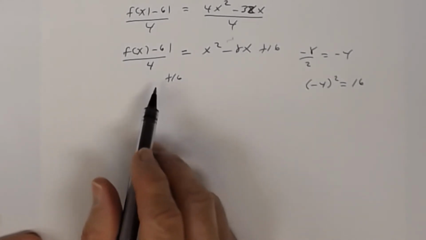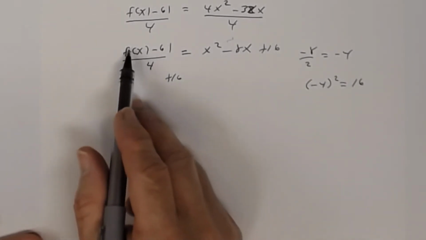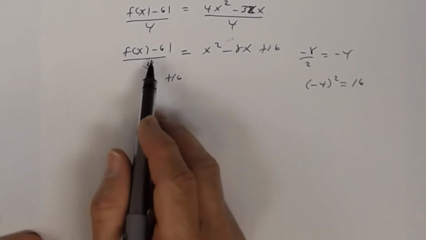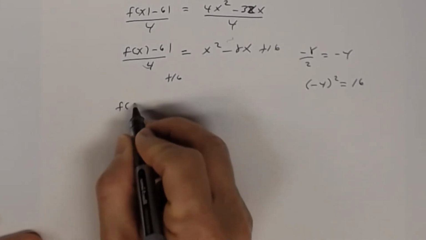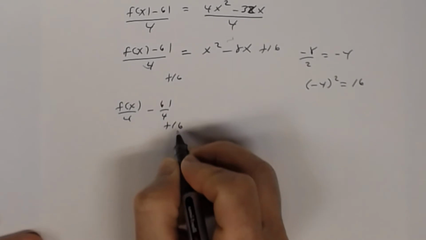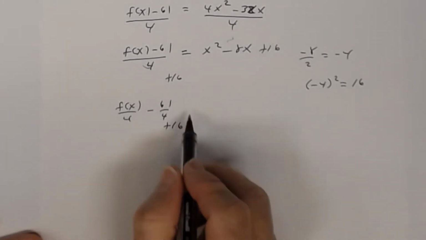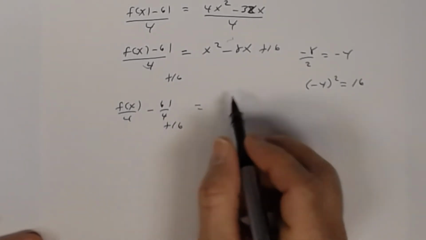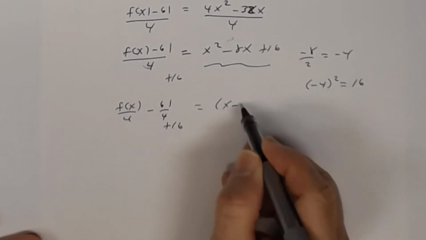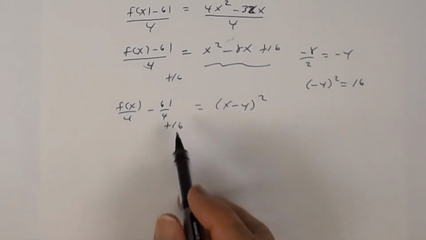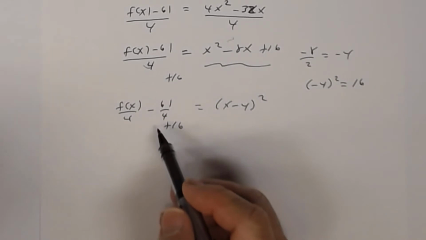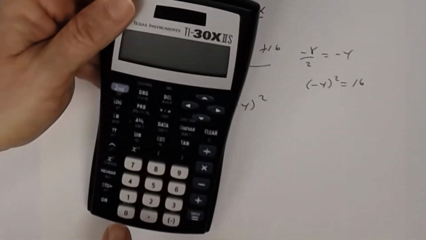Okay? Now, I'm going to go ahead and write this as f of x divided by 4 minus 61 divided by 4, and then plus 16. The reason is because I want to write this as one fraction. So equal, and when you do this part, this should now be a perfect square trinomial. So that's going to be x minus 4 squared. So let's use just a calculator in this part right here. Let's go ahead and add these together: negative 61 divided by 4 plus 16.